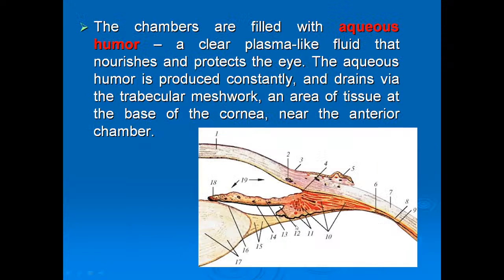The chambers are filled with aqueous humor, a clear plasma-like fluid that nourishes and protects the eye. The aqueous humor is produced constantly, and drains via the trabecular meshwork, an area of tissue at the base of the cornea, at this place, near the anterior chamber. Look, this is anterior chamber and this is posterior chamber of our eyeball.